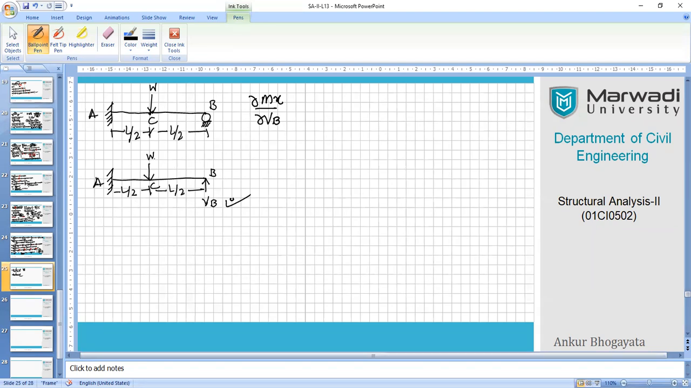Okay, for straightforwardness, let me change these values just for the sake of easy understanding, right? Let's take this as 10 kilonewton as usual. This is 2 meters. Again, this is, let's say, 3 meters. All right, so I have developed this on the spot. So let's see how to do it.